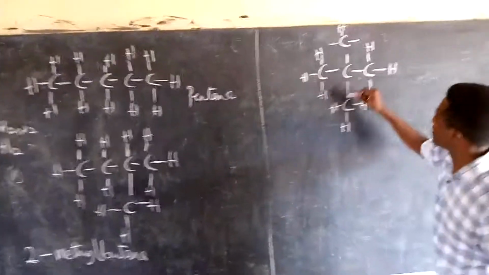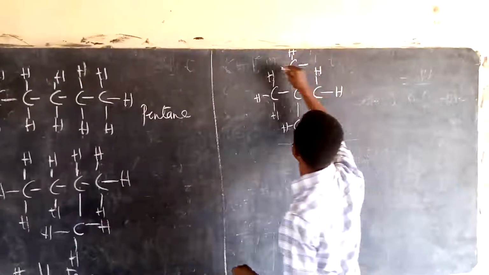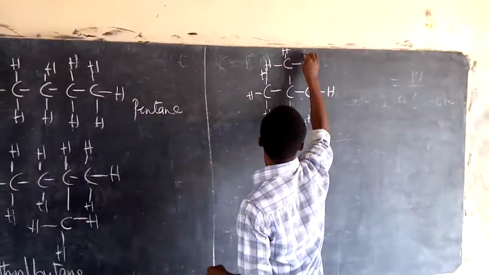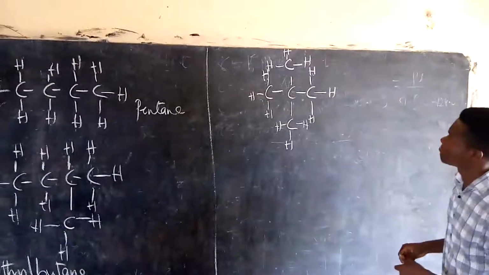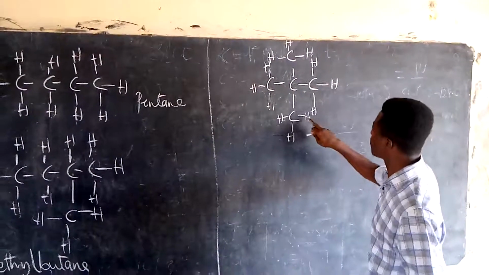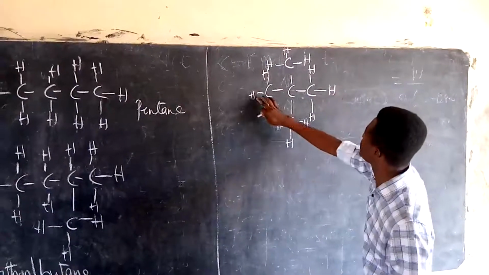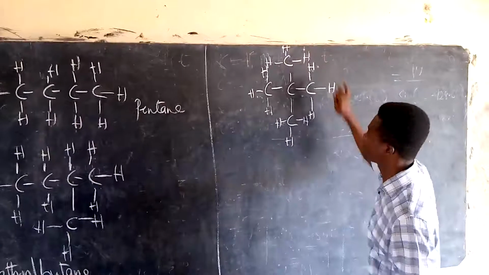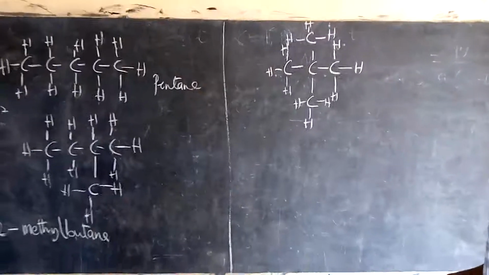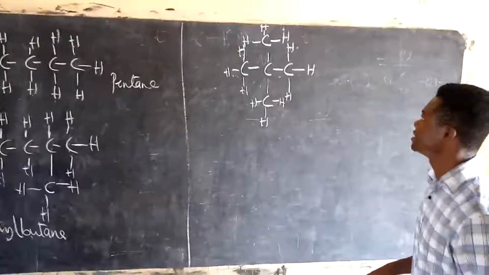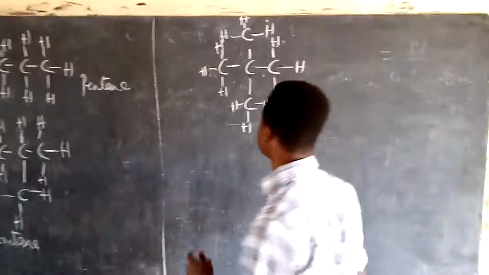So let's count them and see. 1, 2, 3, 4, 5, 6, 7, 8, 9, 10, 11. 11 with 1, right? 1, 2, 3, 4, 5, 6, 7, 8, 9, 10, 11, 12. Okay. So it's the same number of hydrogens as for pentane and 2-methylbutane. So now, let's name this particular compound and see.